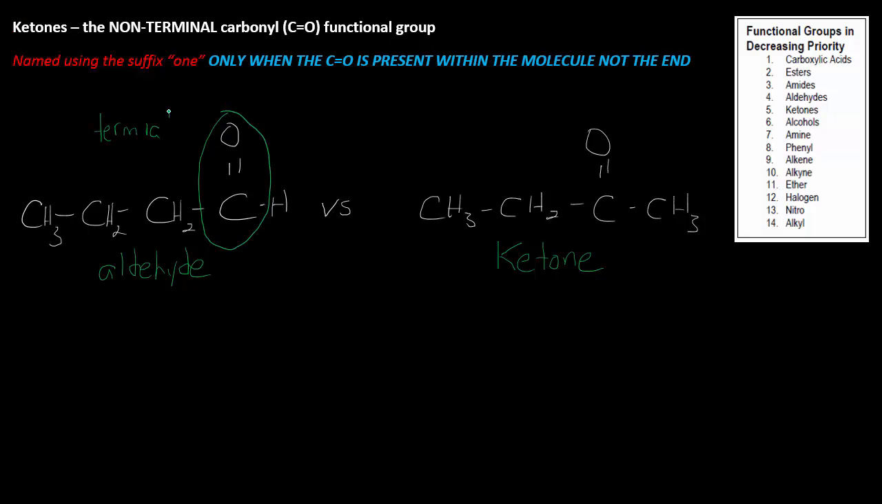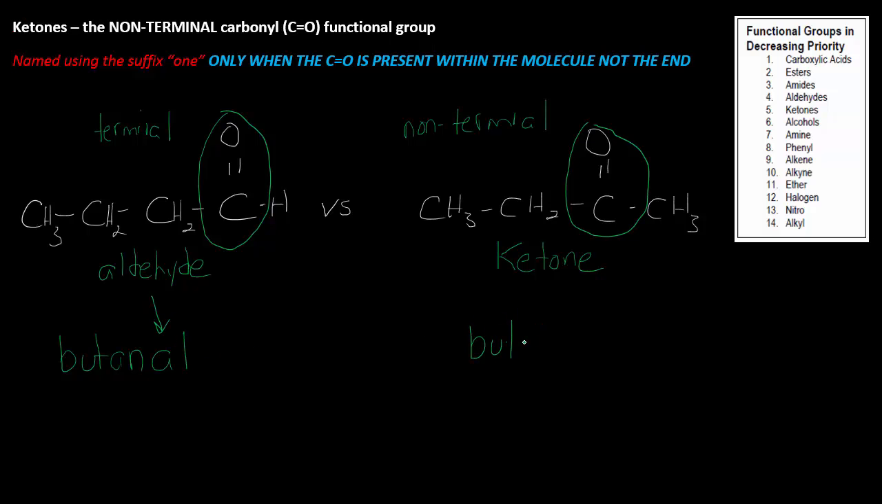The other difference is that it gets named using the suffix -one rather than -al. So you can see here an aldehyde has what we say a terminal carbonyl. This is a non-terminal carbonyl. There are 4 carbons in the chain, so this is butanal. The -al indicates aldehyde. Butanone is the ketone.